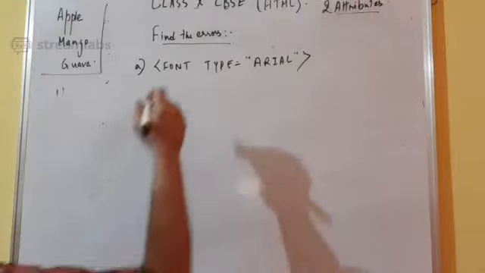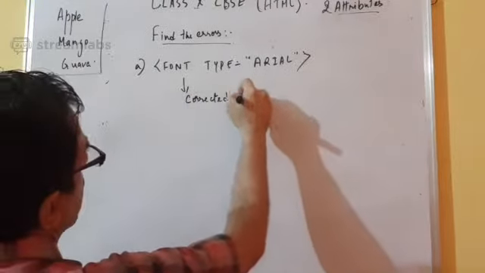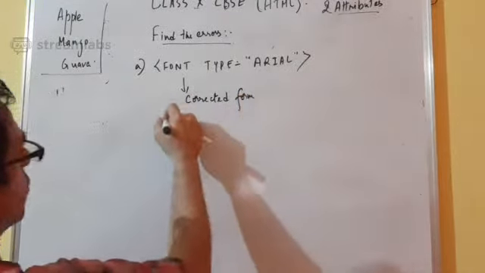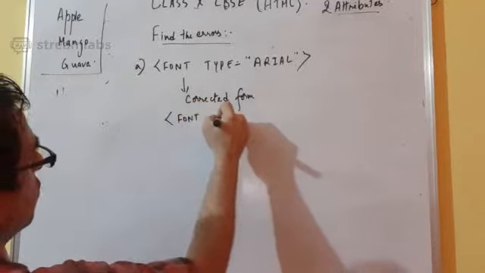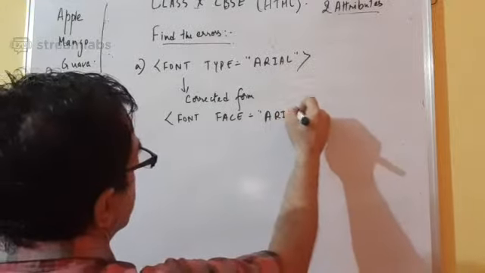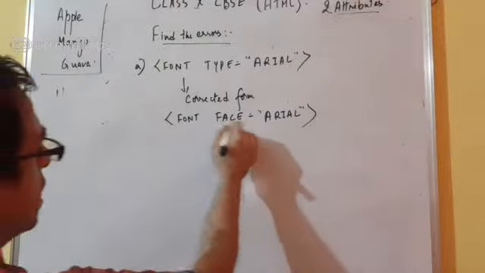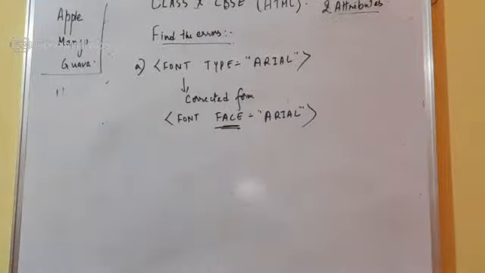See, whenever we want to write it, the corrected form will be font face equal to Arial. Okay, so this thing you should take care of. This particular attribute should be used along with the font tag. I hope this is clear to you. Okay.